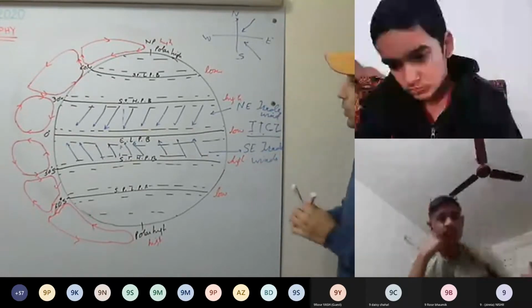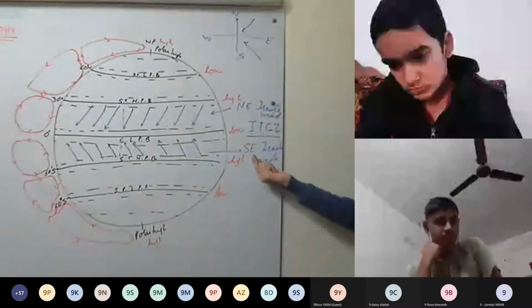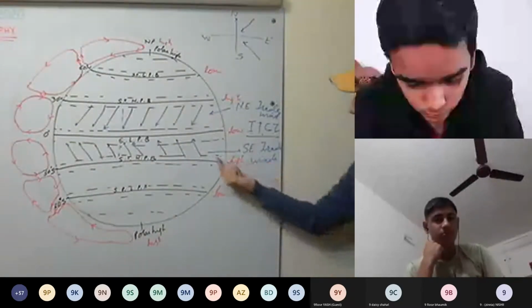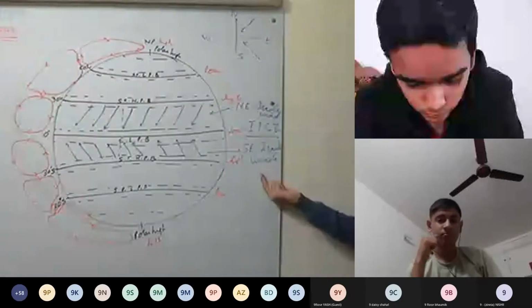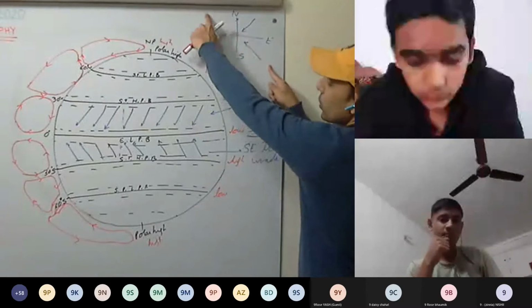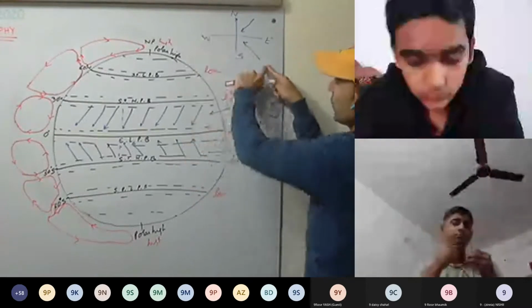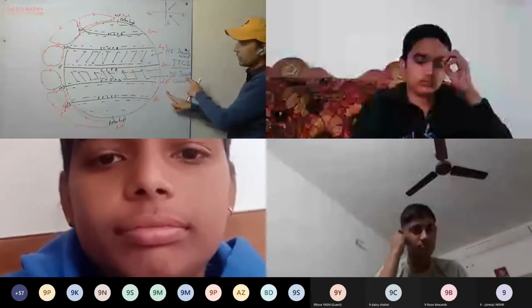This is clear? In the northern hemisphere, these are northeast trade winds. In the southern hemisphere, these winds are southeast trade winds. The winds are named after the direction from which they originate. These winds flow from southeast towards northwest, and their name is southeast trade winds.